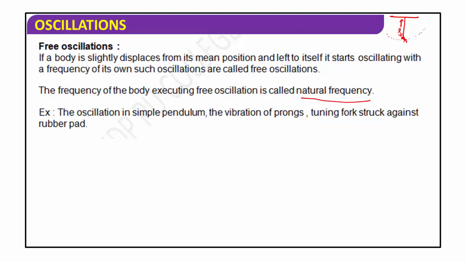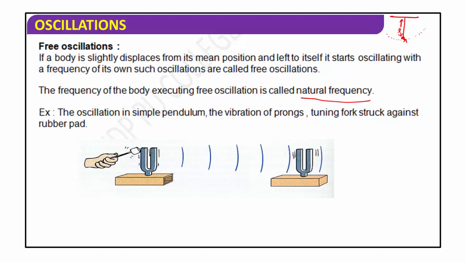If the object there comes out of the mean position and starts oscillating on its own without any disturbance, then it is called natural frequency. The best example is the oscillation of a simple pendulum and the vibration of Franck's and tuning fork.